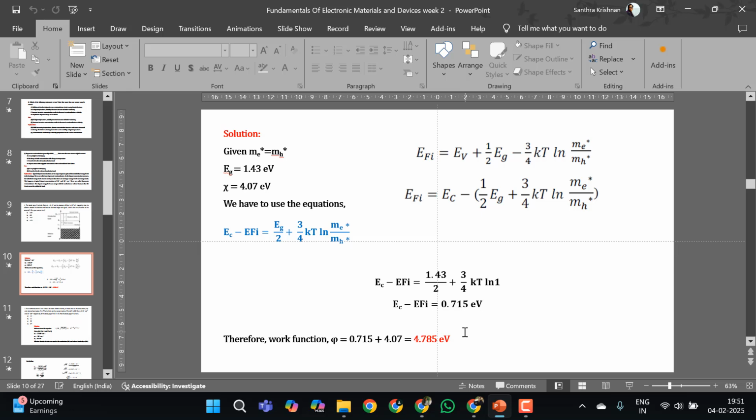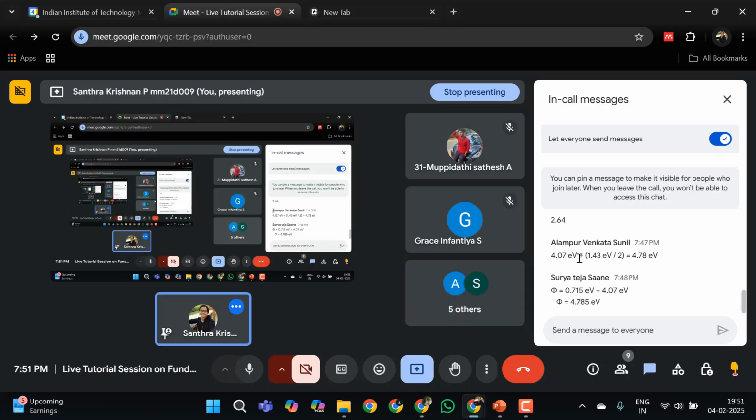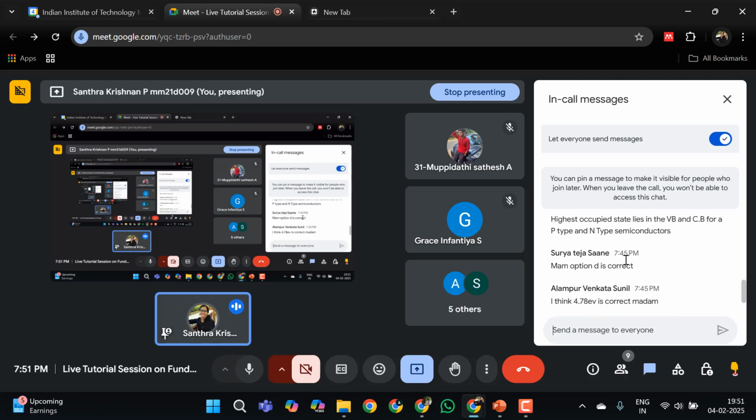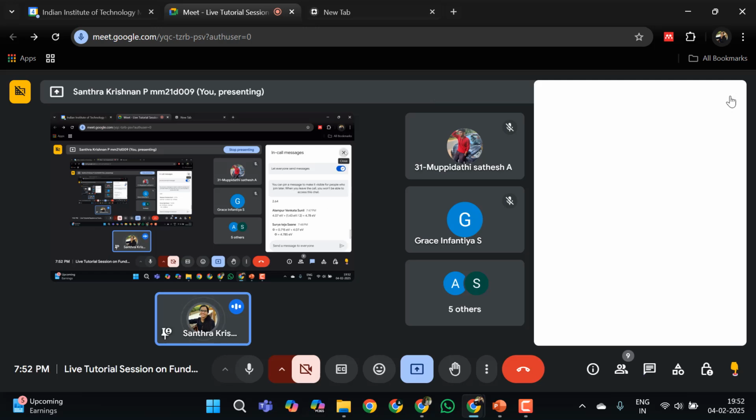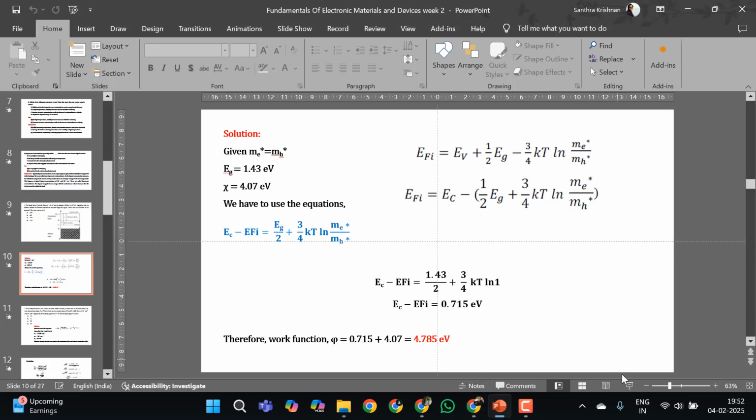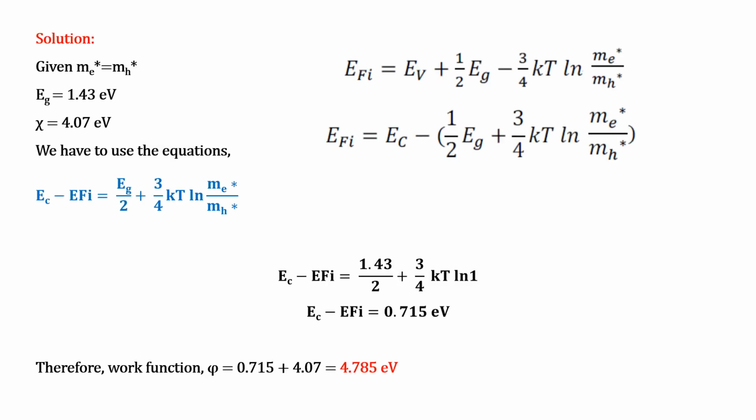Okay, somebody has just texted. Yeah, Surya Teja has mentioned the same way. Venkataswaran has also mentioned the same way. So either you can use the equation or you can look for logic. That is up to you. I hope it's clear now. With that, let us move on to the next question.